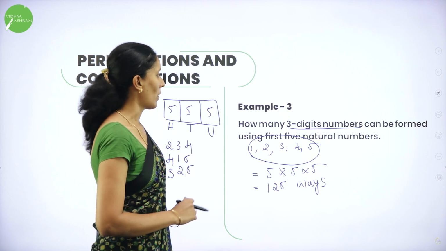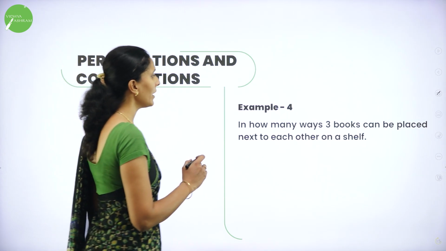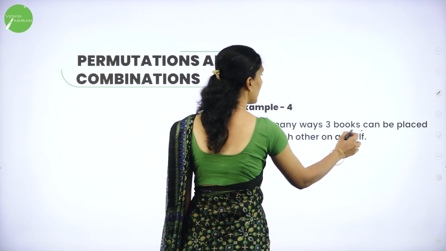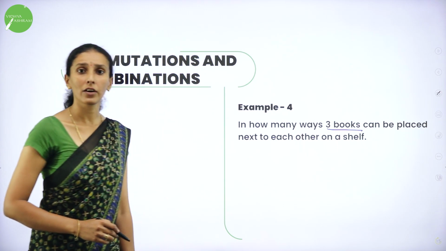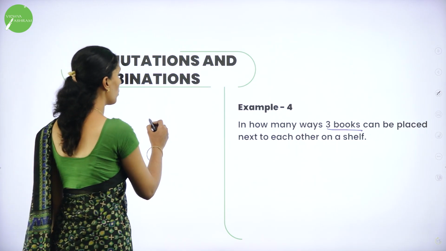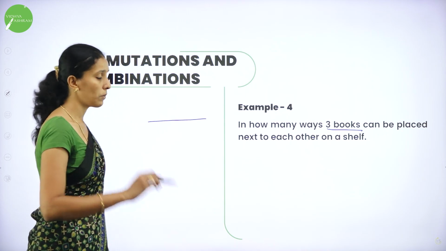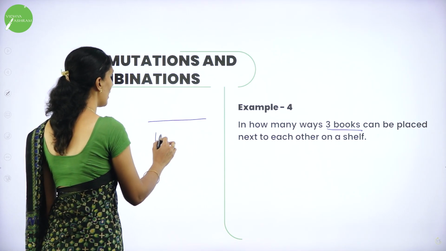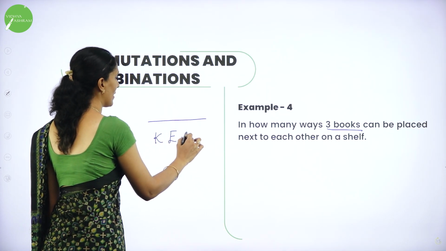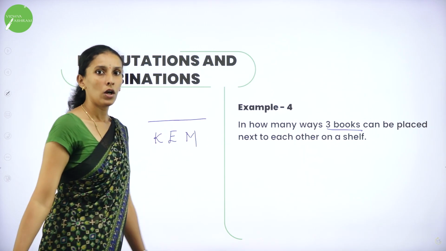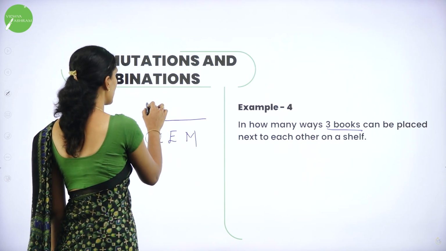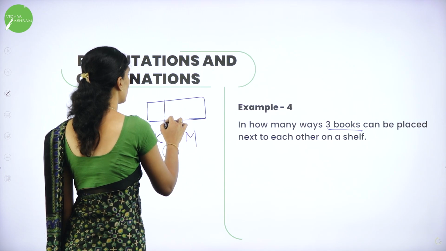Okay, so next one. In how many ways can 3 books be placed next to each other on a shelf? We have a shelf. We have 3 books: one is Kannada, English, Maths. So we have 3 places in a shelf.